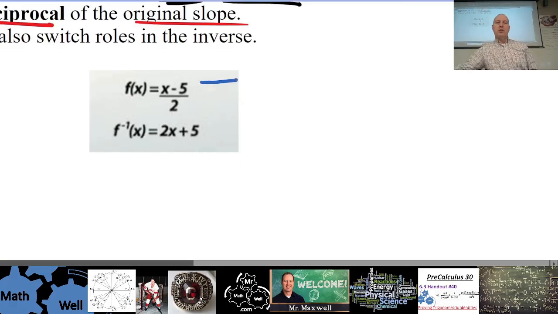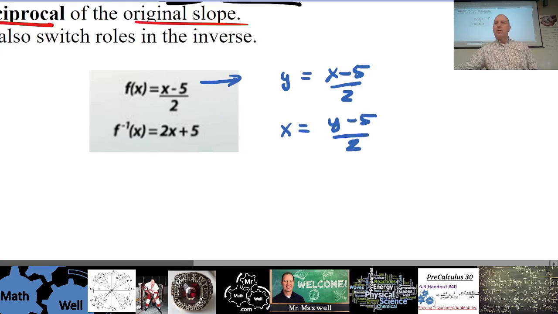And so what I would do with this one, I'll replace the y with f of x. So I'll leave it like this, over 2. And then I'll switch. So now I have x equals y minus 5 over 2.